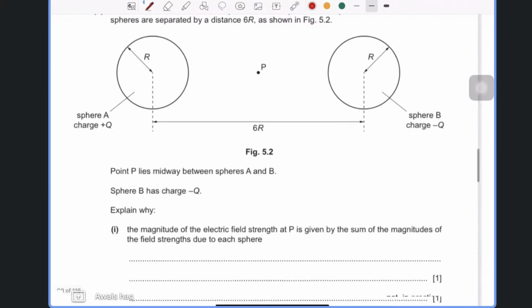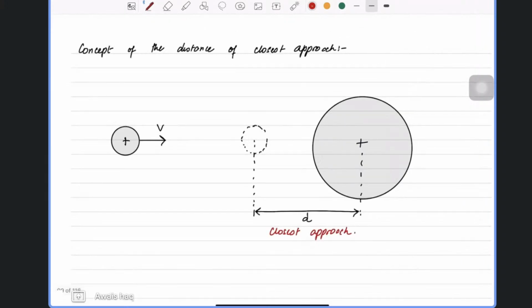Now, today we would like to discuss the concept of distance of closest approach, basically. And I just want to tell you that. Hold on a second. That's not fair. Wait a second.